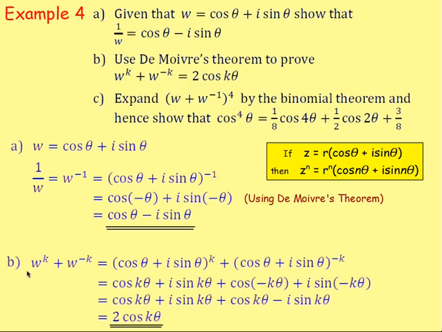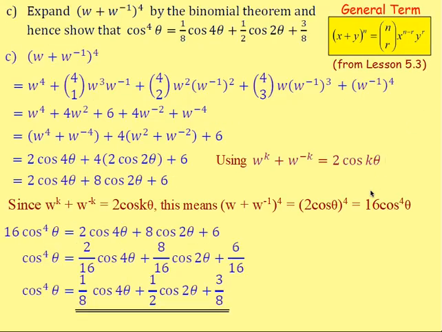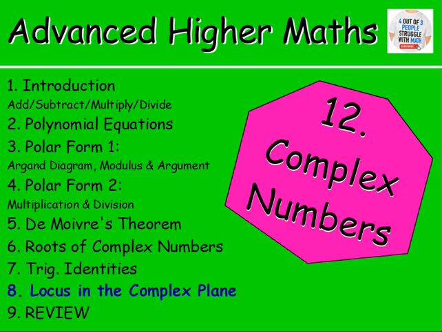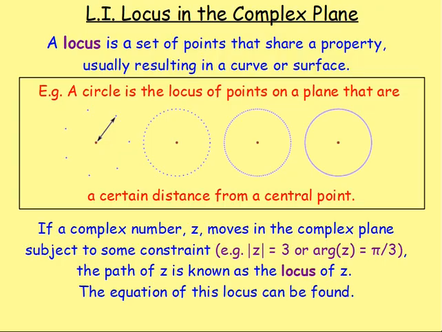We had to add w to the power of k to w to the power of negative k, so that's just really using these two parts here that we are told, or the bit we've just worked out, and we'll get a formula for that. And then once we've done that, we just had to work out w plus w to the -1, all to the power of 4. So again, it's using the binomial theorem, and it's using our previous answers with de Moivre's theorem in order to get our identity. And we finished this chapter off looking at the locus in a complex plane.